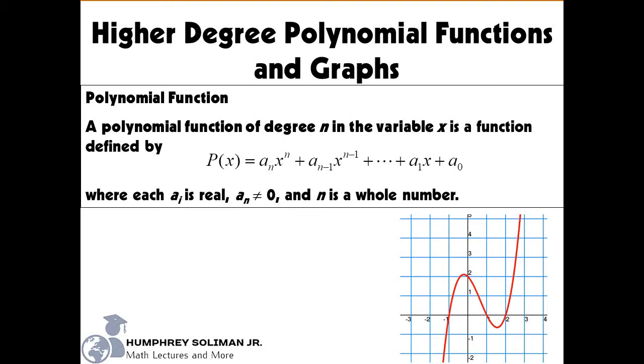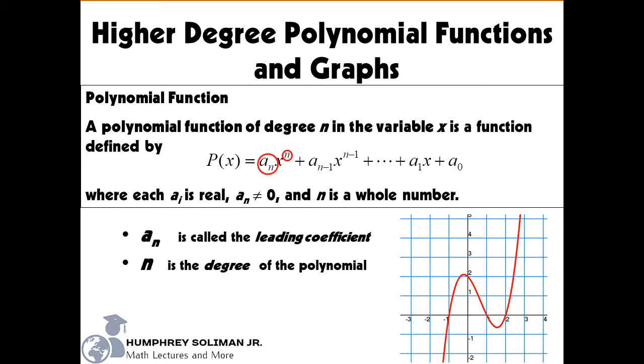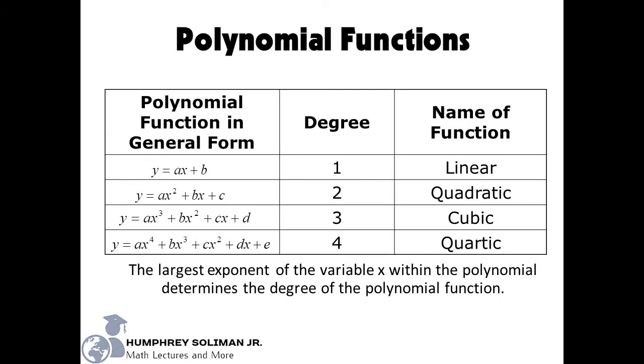A polynomial function of degree n, in the variable x, is a function defined by the expression below, where each a_i is a real number, a_n is not equal to 0, and n is a whole number. a_n is called the leading coefficient. n is the degree of the polynomial. a_0 is called the constant term. Here we have some polynomials of different degrees. The largest exponent of the variable x within the polynomial determines the degree of the polynomial function.